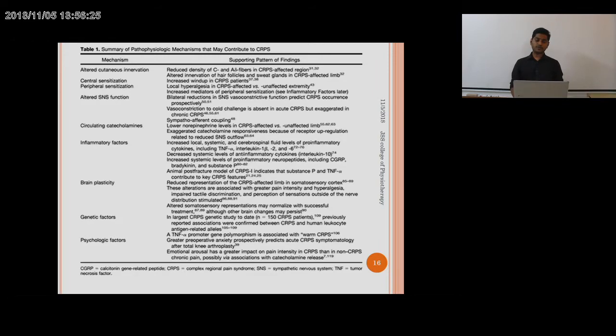And inflammatory factors are going to be produced continuously, and this is going to maintain the inflammation all the time. And brain plasticity: because of reduced representation in CRPS-affected limbs, there will be somatosensory cortex alterations, and people will have brain plasticity and will try to neglect the area of pain. Genetic and psychological factors are other factors that may contribute to a person having CRPS.